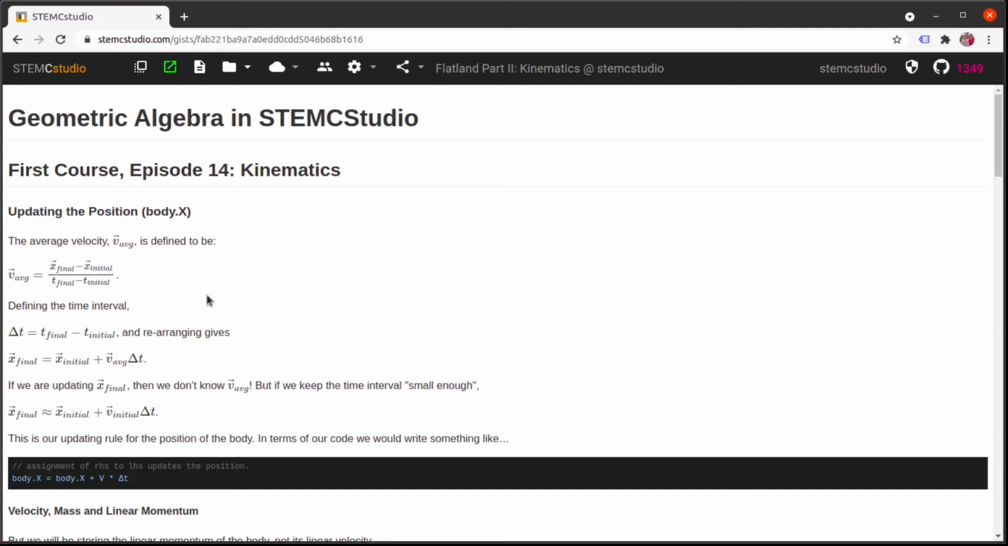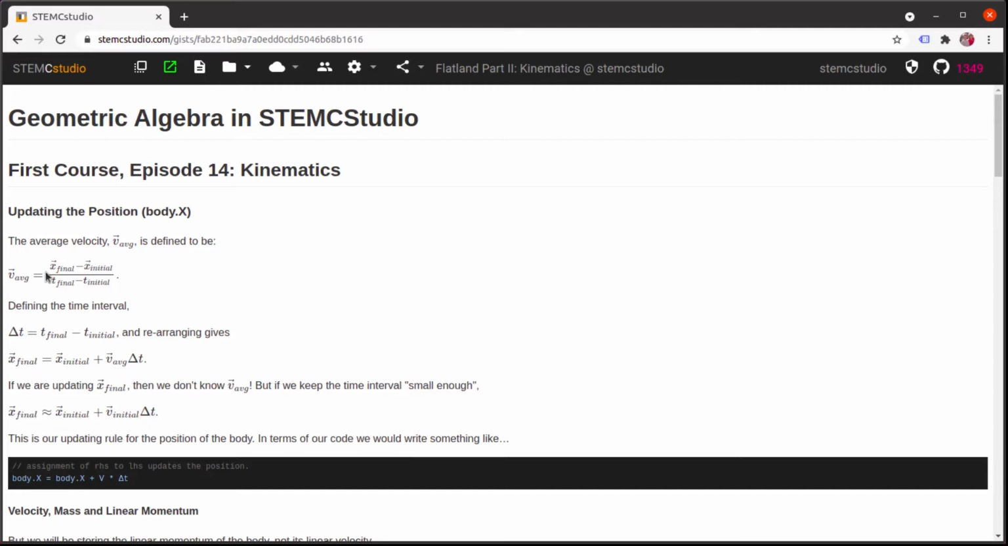Okay, so we start with a definition of the average velocity, which is a vector. It is just the difference of the final position from the initial position, divided by the change in time. Nothing amazing about that. We can also define this little time interval, and we tend to do that because when we run simulations, we will step forward by a certain amount of time. Quite often that time interval is constant, but sometimes it will vary.